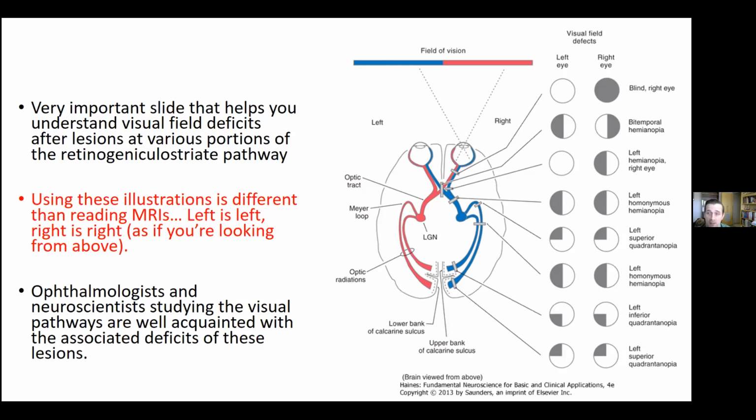Well, because optic chiasm involves those crossed fibers, now you're knocking out the hemifields, the left hemifield in the left eye, the right hemifield in the right eye, and you're getting what's called bitemporal hemianopia.